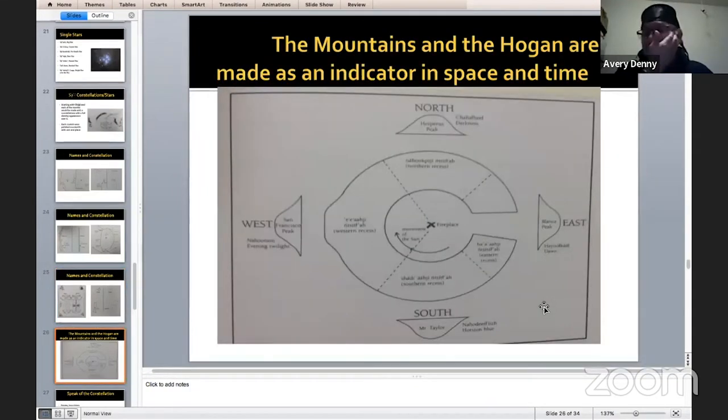The mountains and the Hogan, just to show you a diagram, east, south, west, and north. That doesn't jive, though. To say east, south, west, and north doesn't mean anything to a Navajo. You have to say it differently, because it's connected to the universe, to the sun, the moon, the stars, everything. The cosmic order. It goes like that.